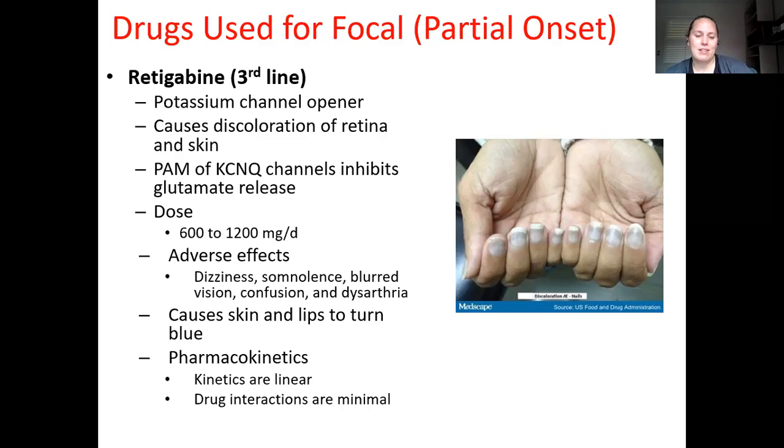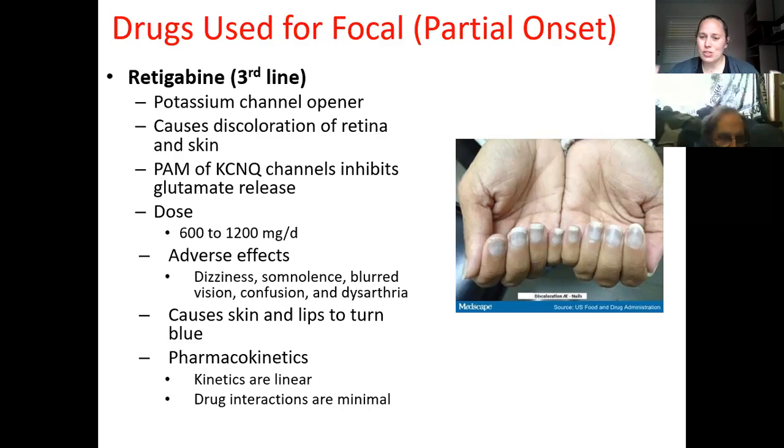The adverse effects, dizziness, somnolence, blurred vision, confusion, dysarthria. And again, what's interesting about this is it causes the lips and skin to turn blue. So this is kind of a very strange side effect that has been noticed here.